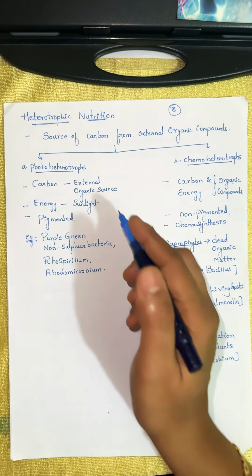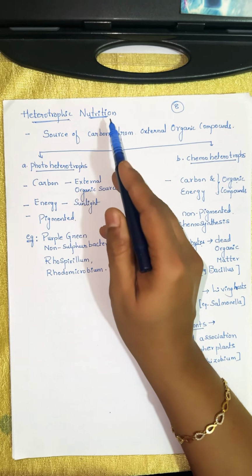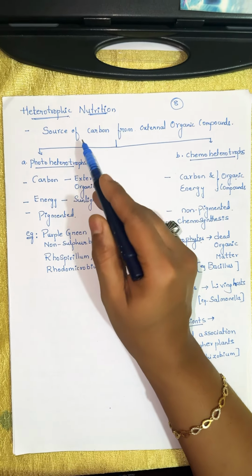Hello, welcome back. This is about bacterial heterotrophic nutrition. The source of carbon is external organic compounds. It may be of two types, photoheterotrophs as well as chemoheterotrophs. Photoheterotrophs get carbon from external organic sources and energy from sunlight.